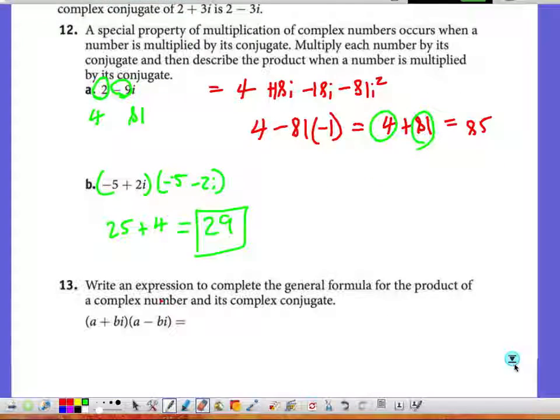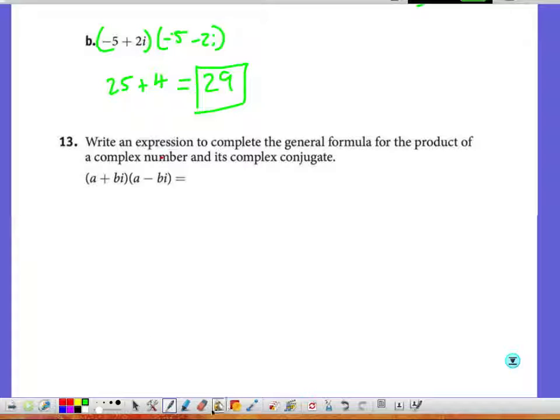Now, why does this work? Well, let's take a look here. Let's prove it. Whenever you multiply two complex numbers that are conjugates of each other, is it always going to be the real part squared plus the imaginary part squared? Well, let's take a look. Again, a plus bi. How do we get the conjugate? Basically, the real part stays the same. The imaginary part here is b. That's going to be the opposite, so a minus bi.